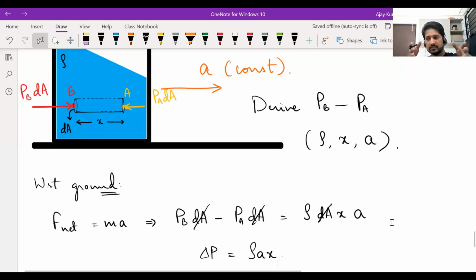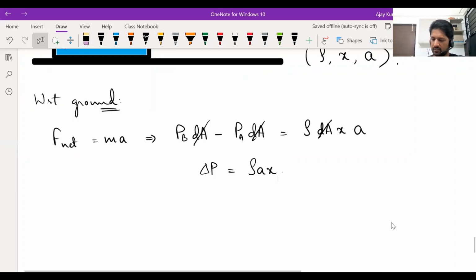That's all. So if the container is accelerated horizontally and the liquid is static, meaning the liquid is also accelerated horizontally with respect to ground, then there will be a horizontal pressure variation. There has to be. Otherwise, how will the liquid accelerate? Okay. Only when there is pressure difference, there will be a net force acting on the liquid and it will be able to accelerate. Okay. So this delta P is actually pressure at B minus pressure at A, right? And this is the positive term. That means pressure at B will be greater than pressure at A.